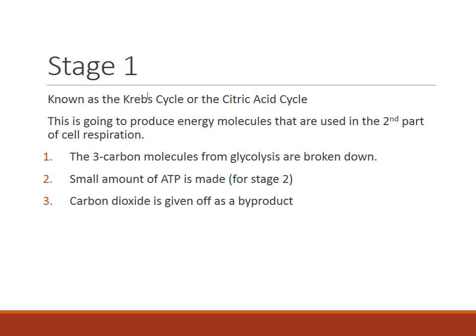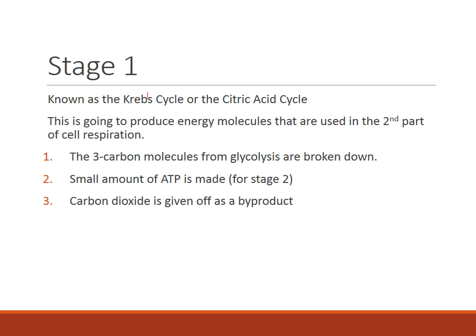Anyway, this stage's job is to produce energy molecules that are later going to be used in the electron transport chain. If you go back to that image I showed you earlier, just 2 slides ago, you'll be able to see the energy from the Krebs cycle does get used. It helps transport electrons to the electron transport chain in order to make a ton of ATP.